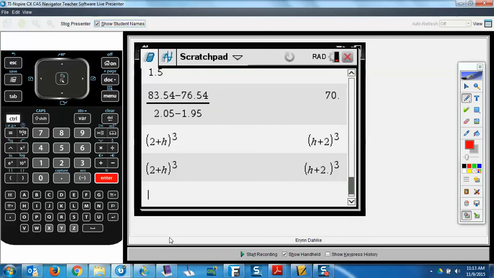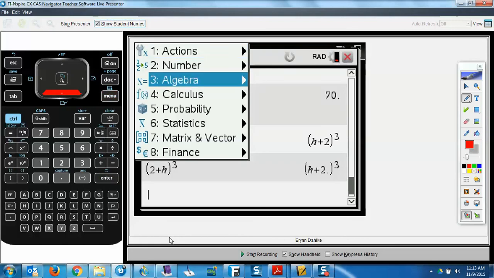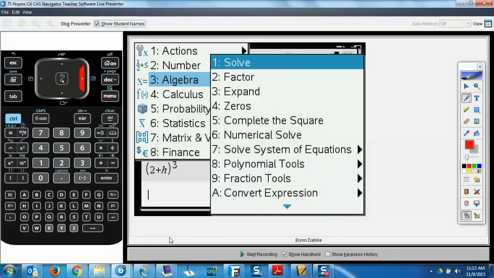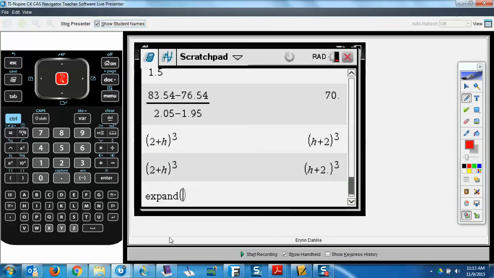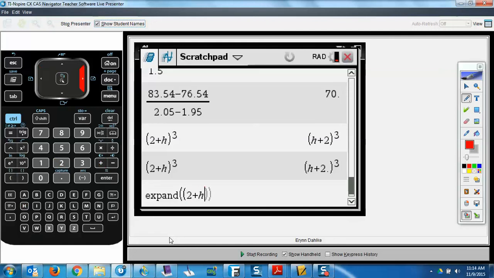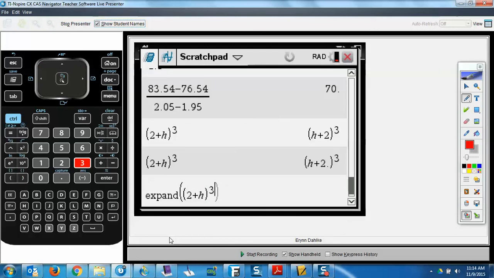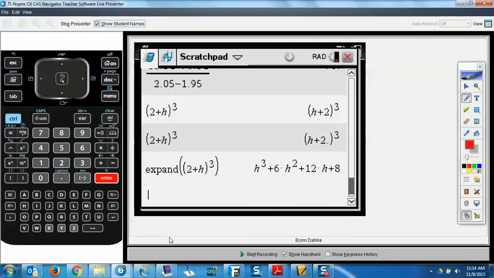Go to menu. Go to algebra. See anything in there? Expand. Aha, expand. Yeah. Arrow up and just grab it, or type it in again. You didn't need another set of parentheses there, because that parenthesis you have now is the expand, right? What the heck? You don't want to cube that. There you go. Enter. There we go.